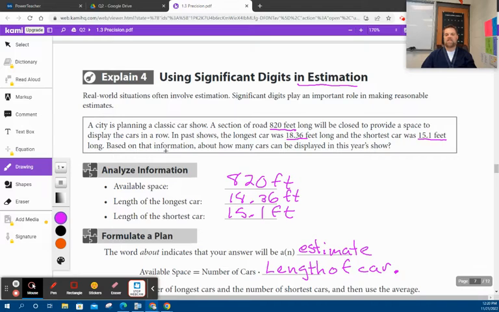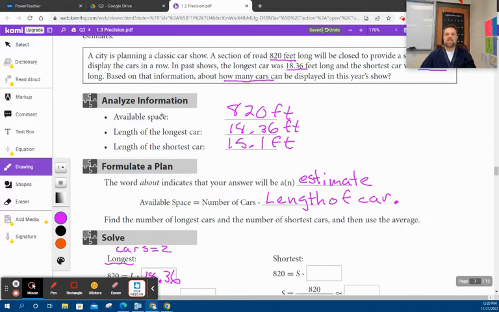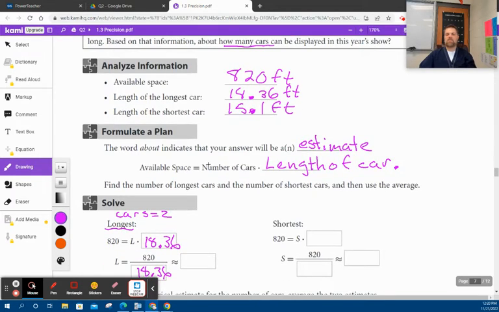closed to provide space to display the cars in a row. In past shows, the longest car has been 18.36 feet long, and the shortest car has been 15.1. Based on the information, how many cars can be displayed at this year's show? So what we need is to know the space available, 820 feet. That's how long the road is. The length of the longest car is 18.36 feet, and the length of the shortest car is 15.1 feet.